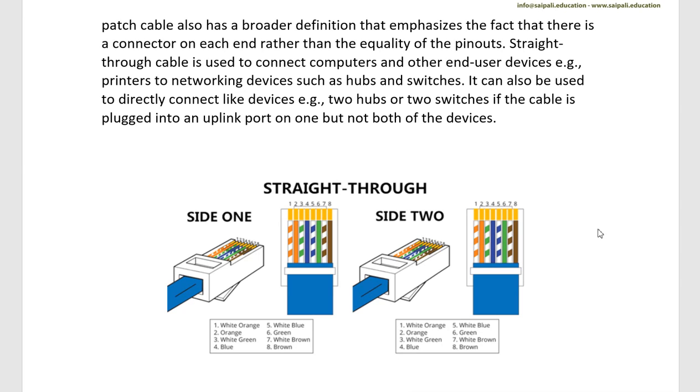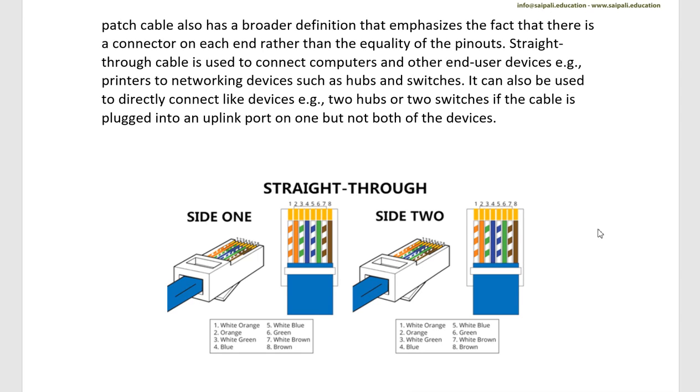Now straight through cable is used to connect computers and other end user devices, for example printers, to networking devices such as hubs and switches. It can also be used to directly connect like devices, for example two hubs or two switches, if the cable is plugged into an uplink port on one but not both of the devices. That means if you want to connect your PC or your printer to switches or hubs, or your switches to routers, then you use this straight through cable.